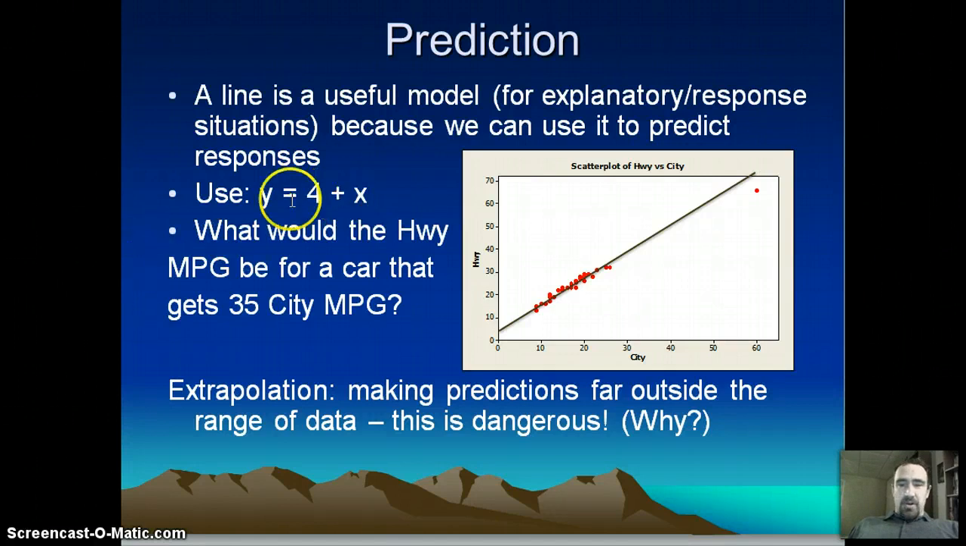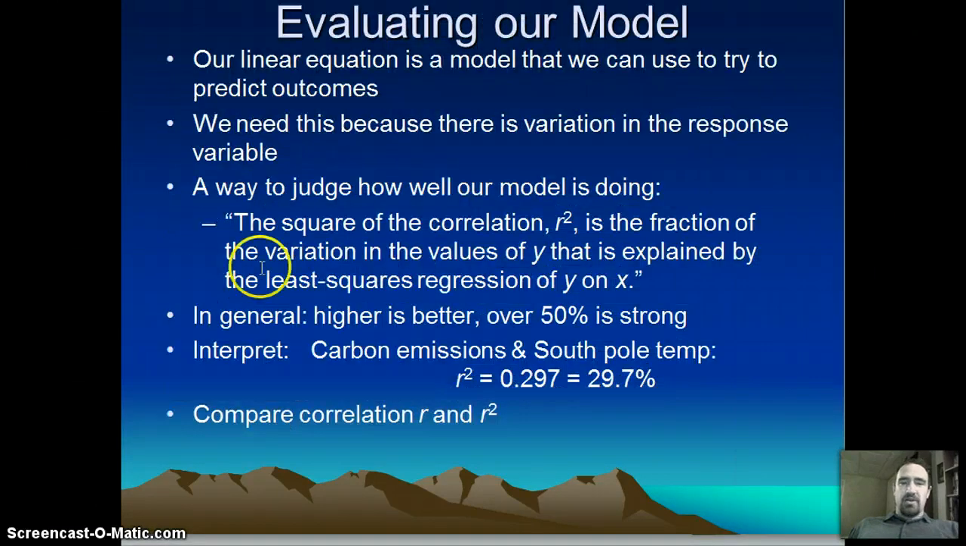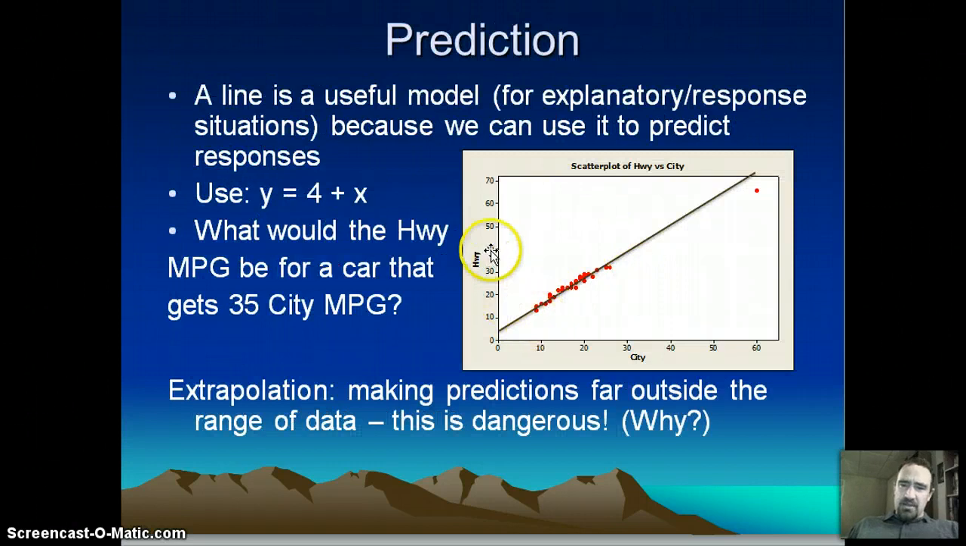In addition to interpreting the slope and intercept and making predictions, we also want to be able to evaluate these linear models that we're creating. A linear equation is a model that we can use to try and predict outcomes. We need a linear model like that because there's variation in the response variable. There's variation in the outcomes. Let's just skip back to our highway miles per gallon versus city miles per gallon and take a look at that. What we're saying is not all cars got the same highway miles per gallon. Some got pretty low. Some got kind of medium, and some got a little higher. There was one that got fantastic highway miles per gallon. There's variation in the outcomes.